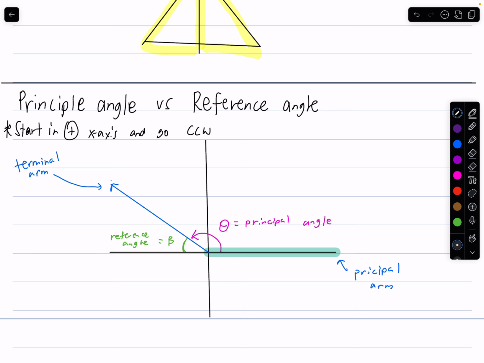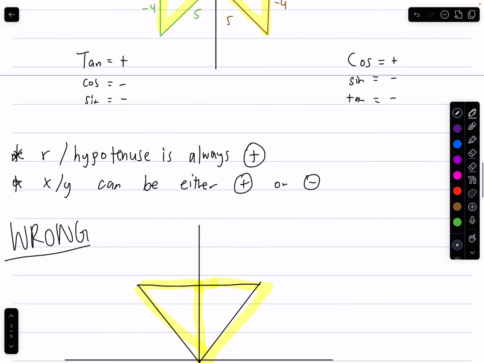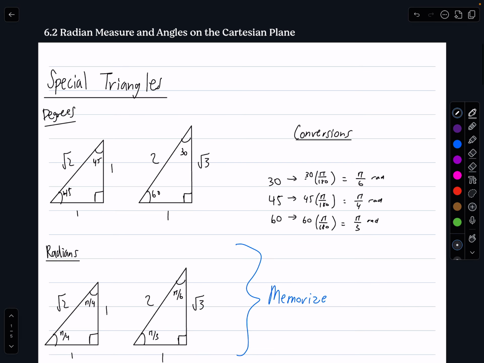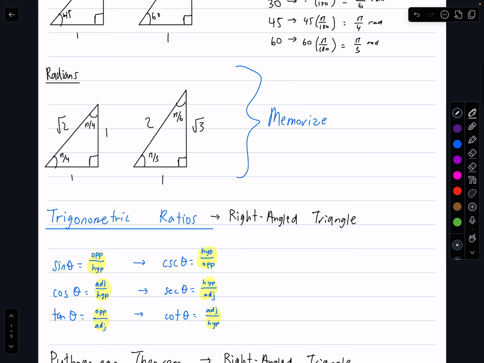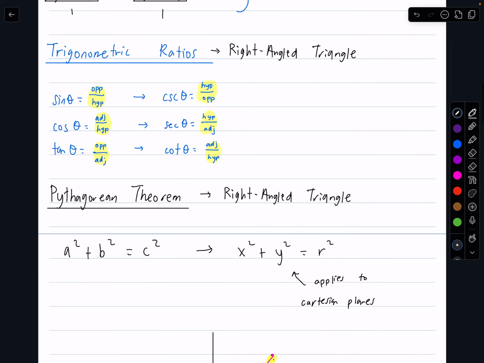So these are the main concepts, guys, for this particular lesson. I think these are very straightforward. A lot of it is review from grade 11. Let's just review it. The first thing we have are our special triangles, converting from degrees to radians. Then we have our trigonometric ratios and our Pythagorean theorem, all of which are the same as what we've learned in the past, and they only deal with right angle triangles. Very important.